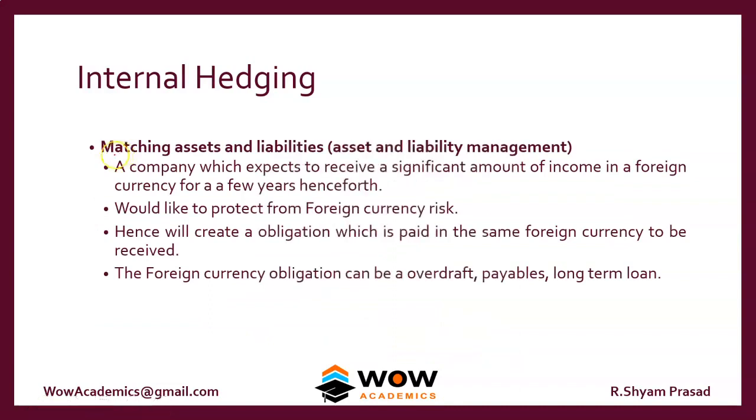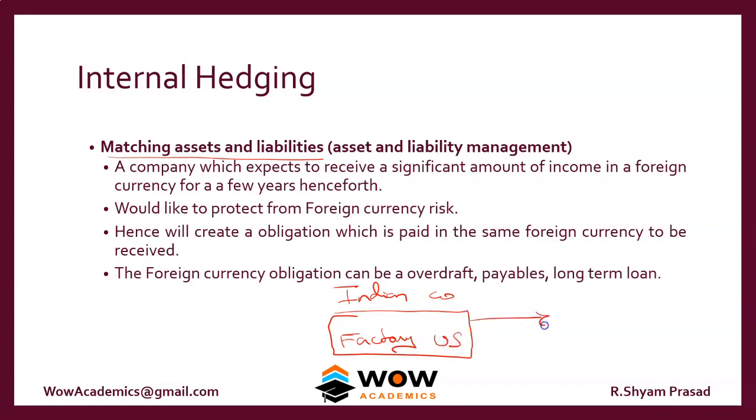So the next one is matching assets and liabilities. So we'll have an example. Assume that there's an Indian company. This Indian company wants to open a factory in the US. So they open a factory in the US. This factory is going to sell goods to US people, and US people are going to give the dollars or income to the factory in the US.